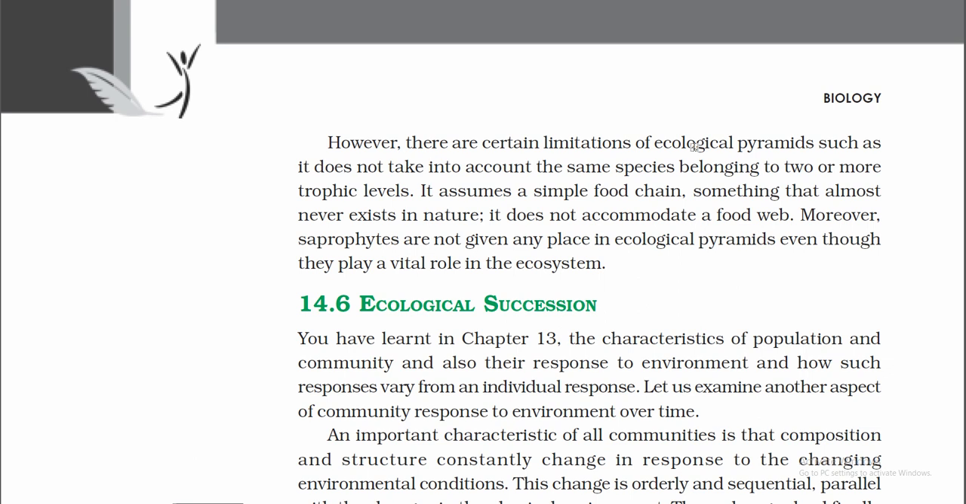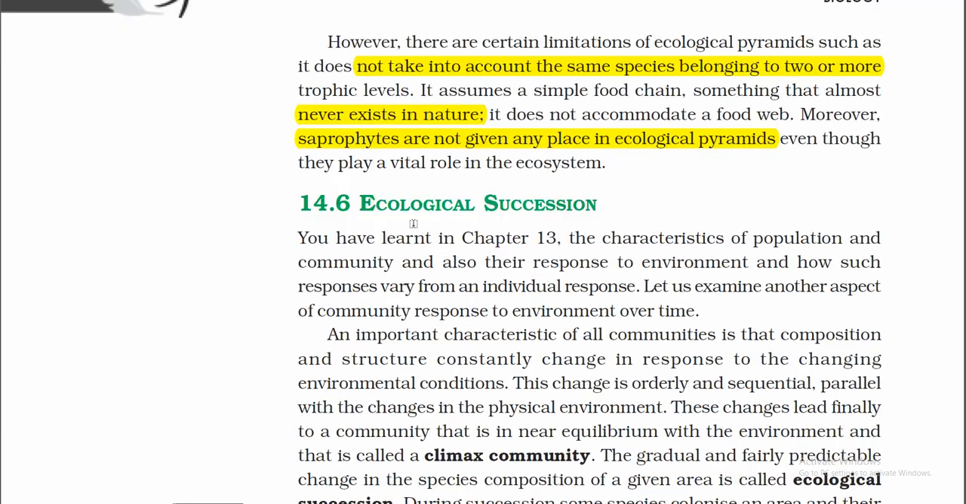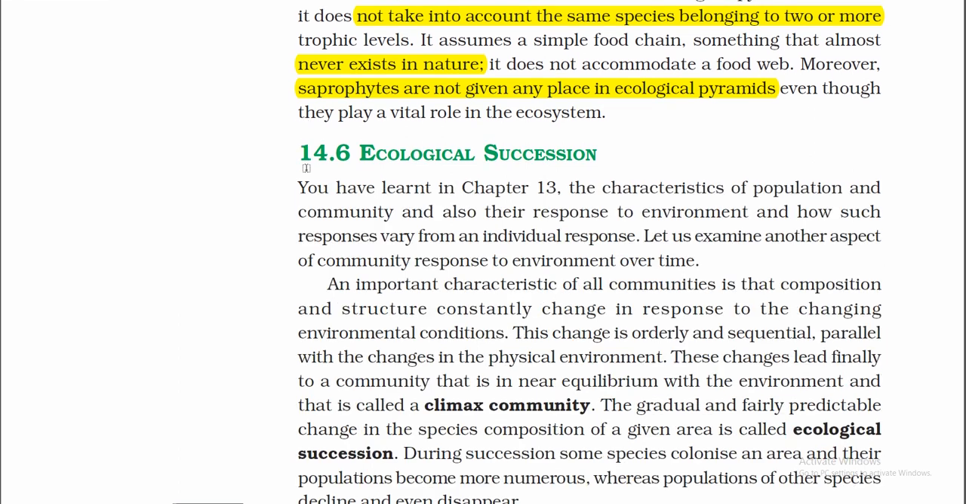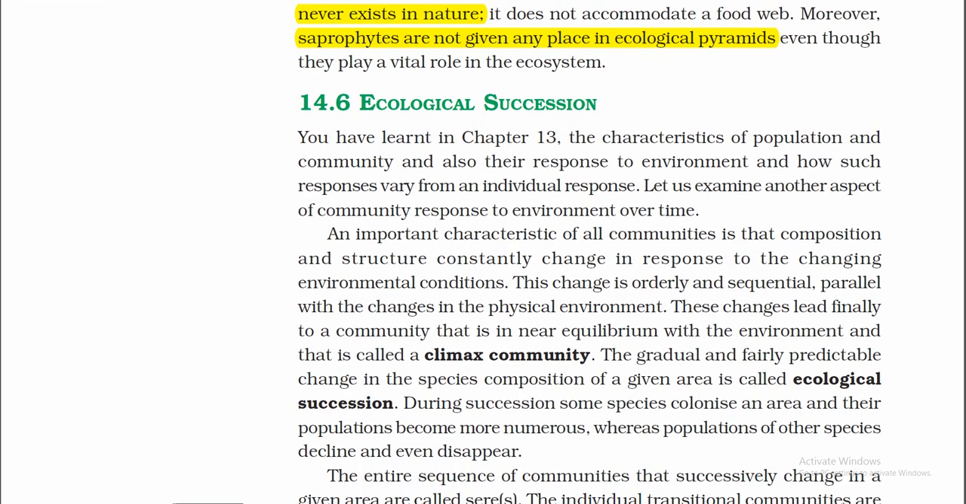However, there are certain limitations of ecological pyramids, such as it does not take into account the same species belonging to two or more trophic levels. It assumes a simple food chain, something that almost never exists in nature. It does not accommodate a food web. Moreover, saprophytes are not given any place, even though they play a vital role in the ecosystem. Saprophytes are decomposers, in the detritus food chain. Now comes 14.6, that is ecological succession, and we will see that in the next.